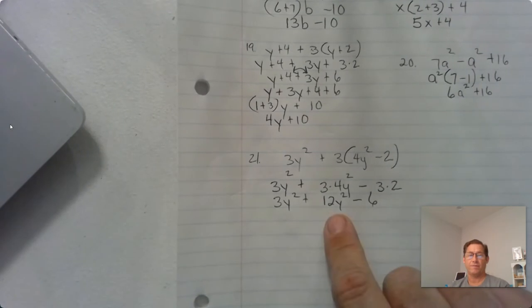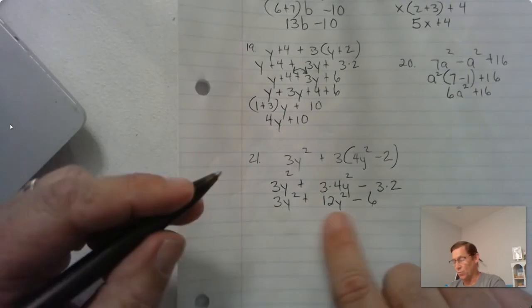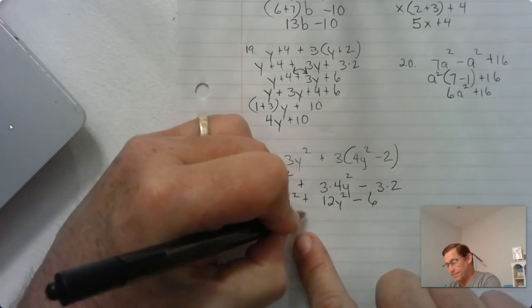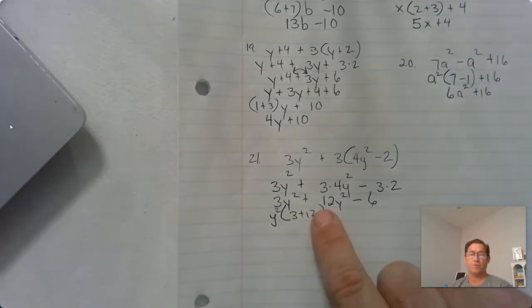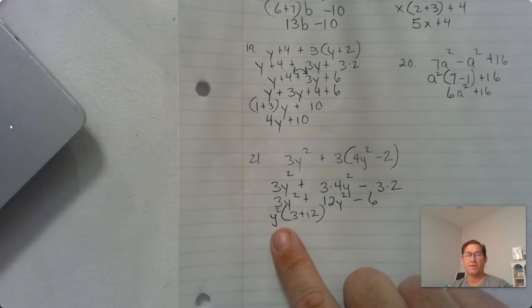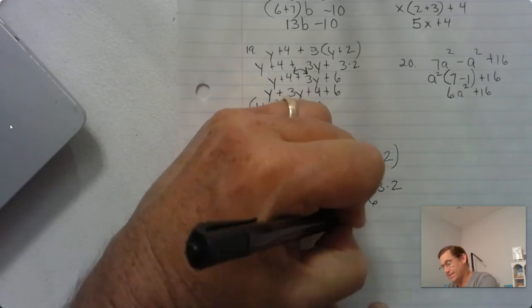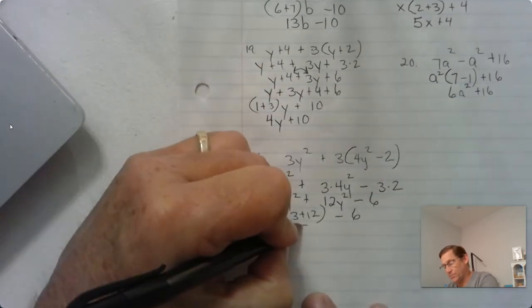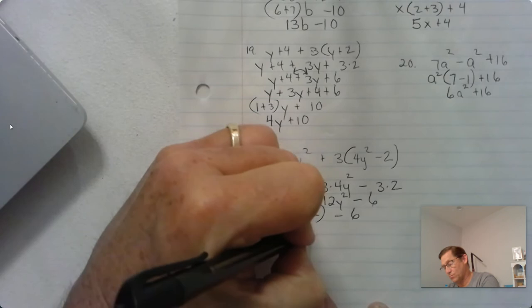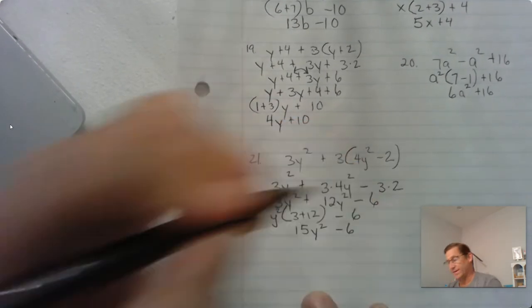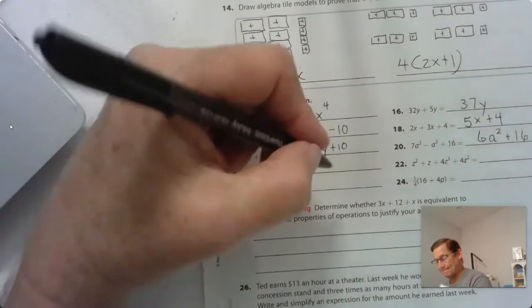All right, so we have y squareds together. So 3y squared plus 12y squared is the same as saying y squared times the sum of 3 and 12 minus 6. So 3 and 12 is 15 y squared. 15 times y squared, 15y squared minus 6.